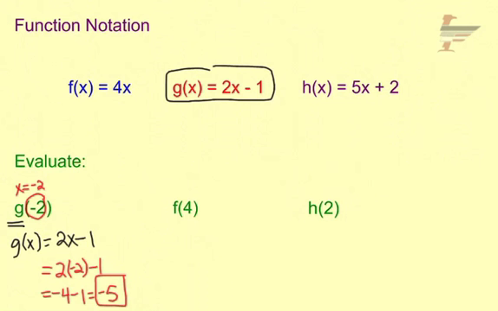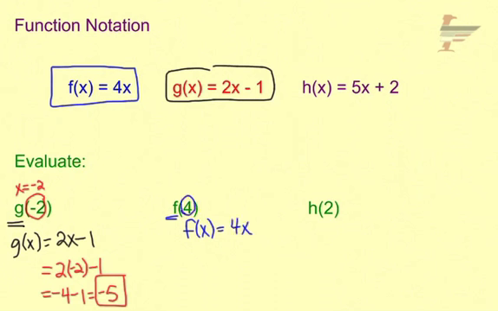Next we have our f of 4. So we see the f, and that tells us, okay, we need our f function. F of x equals 4x. And then this 4 tells us what to plug in for x. So we're going to plug in a 4 for the x into our function. So we're going to do 4 times 4, and then we get back a 16 as our final answer. So f of 4 equals 16.